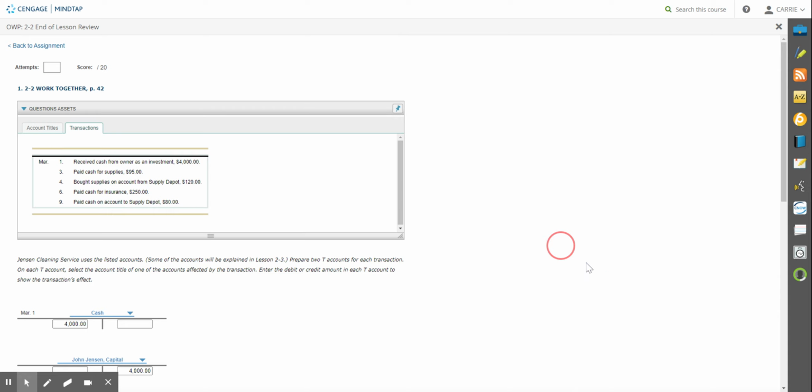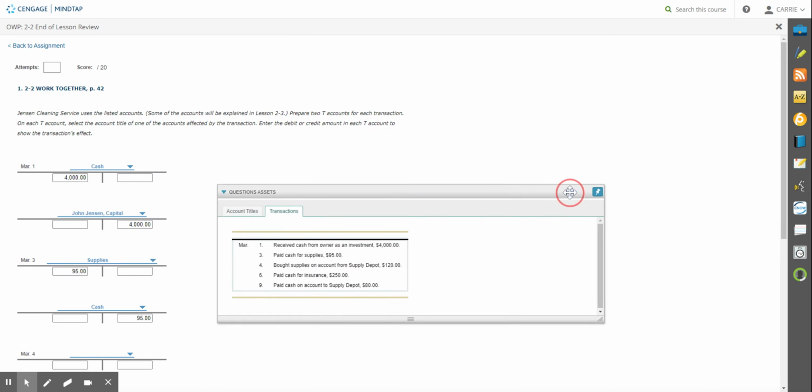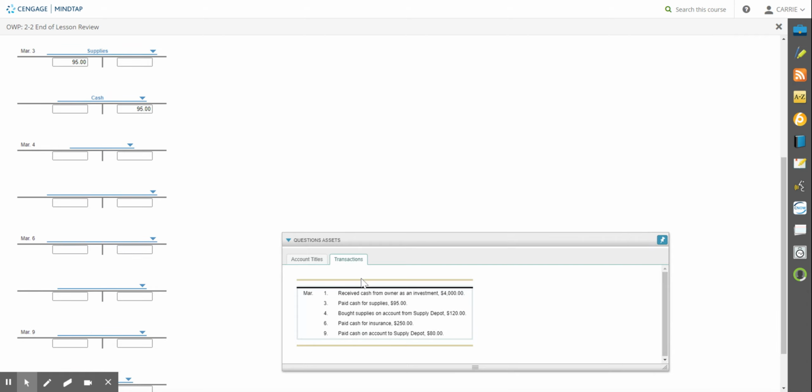One other thing is you can click here. You have to double click, and that allows you to drag it where you don't have to keep scrolling up and down, and it makes it a little bit easier.